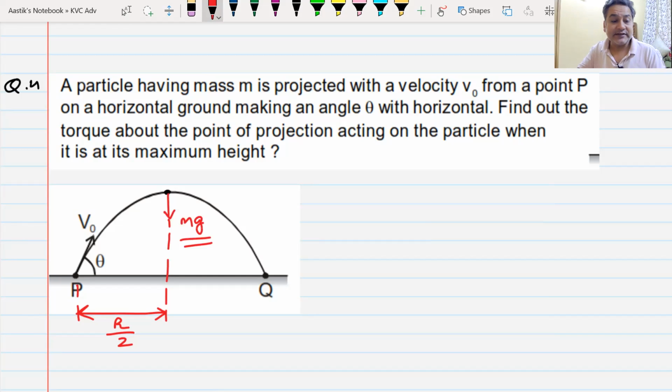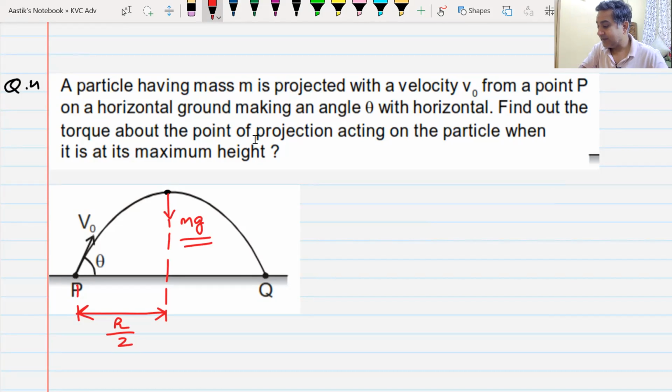Remember simple things in life, and these simple things are going to give you a lot of good results. Shall we move on to the next one? Yes, sir. Saw what I did now? Oh, the screen was paused. Saw what I did now? R by 2 multiplied by mg. Do you see it now?